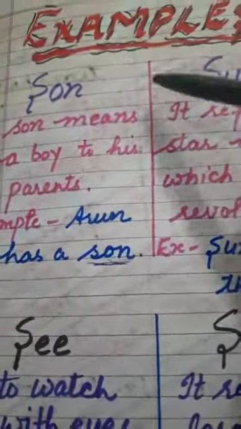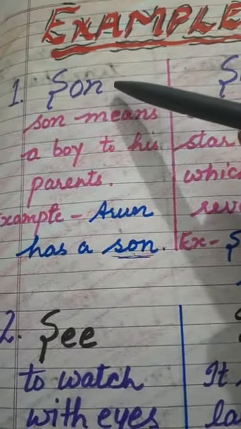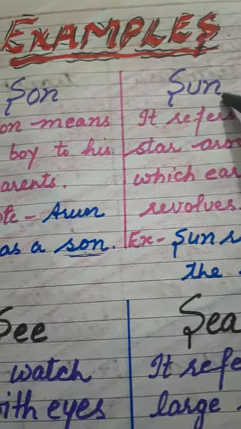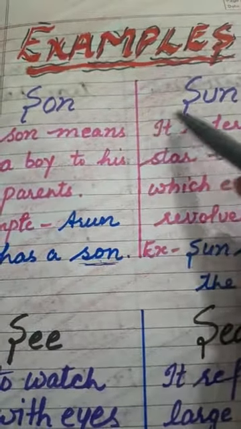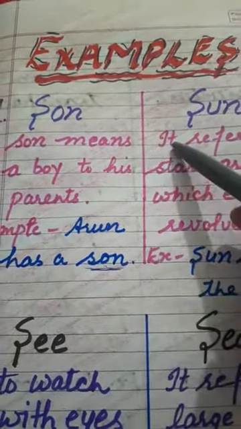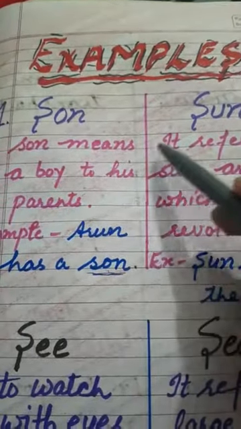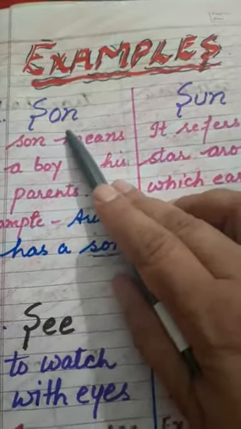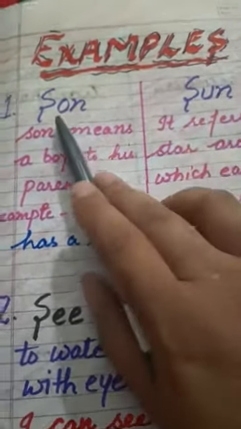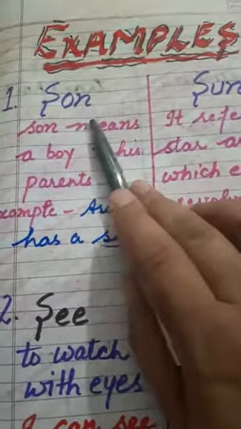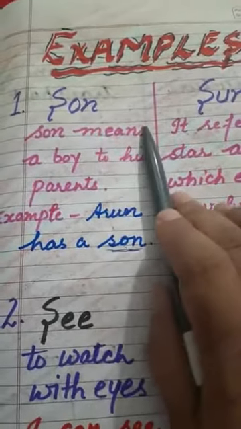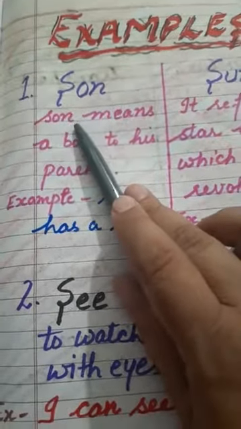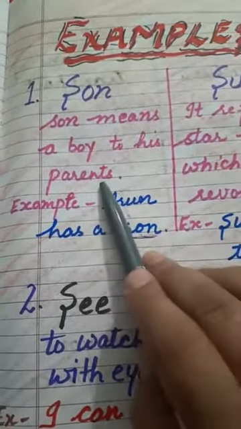So students, the first example is S-U-N, and S-O-N, sun. Can you see the difference in spellings of both the words? Both of them have completely different meaning. The sound is same, sun, sun. But the spellings are different and the meaning is also different. Let's discuss the meaning. Son means a boy to his parents.